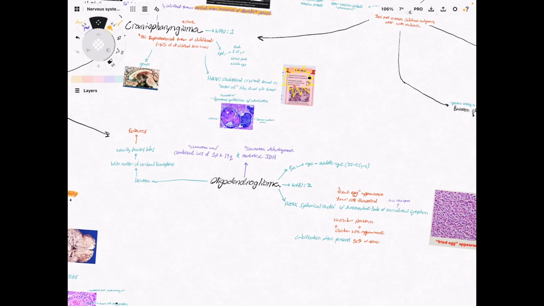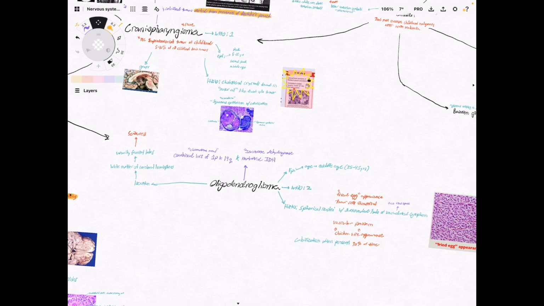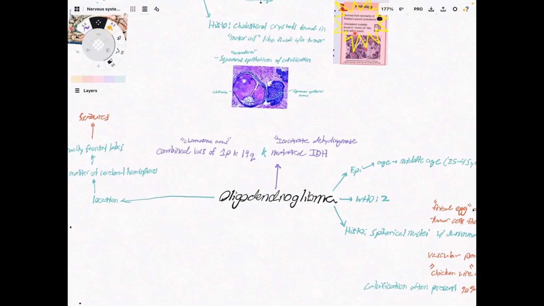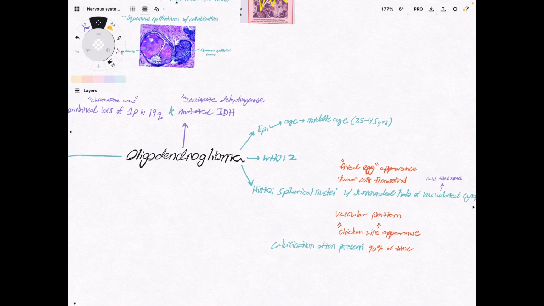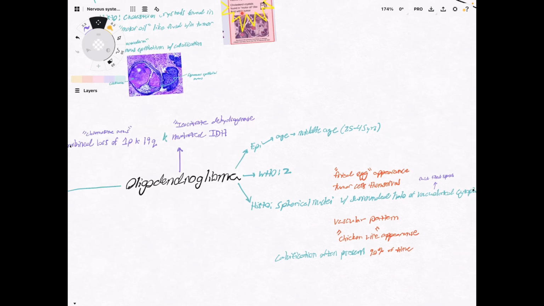Okay, so I want to start here with oligodendroglioma. And I don't have much to say about oligodendroglioma. The only things you really have to remember for step 1 is that the mutations are going to be a combined loss of 1p and 19q. And these are just, again, chromosome arms. So the p arm of the first chromosome and the q arm of the 19th chromosome. And then you can also have mutation of isocitrate dehydrogenase, which is an enzyme.